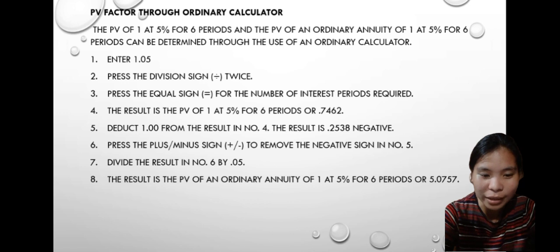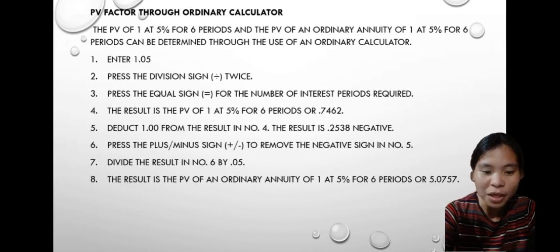The second step is to press the division sign twice. Third, press the equal sign for the number of interest periods required. This example has 6 periods, so we press the equal sign 6 times. The result is the PV of 1 at 5% for 6 periods.